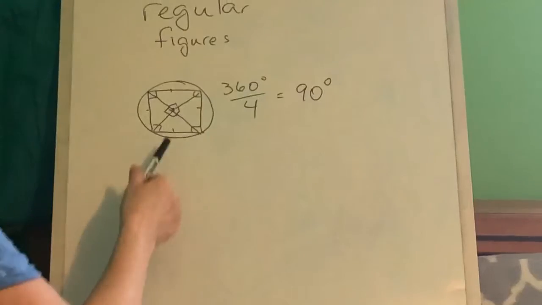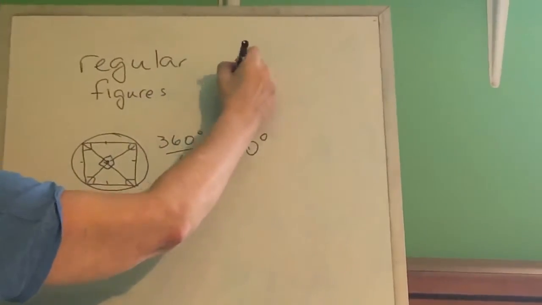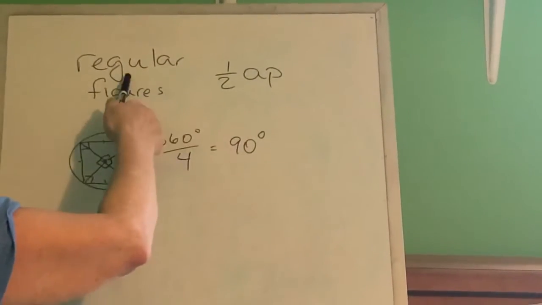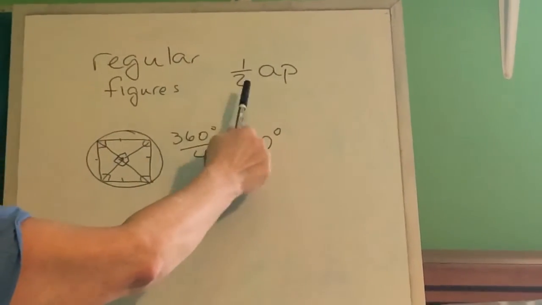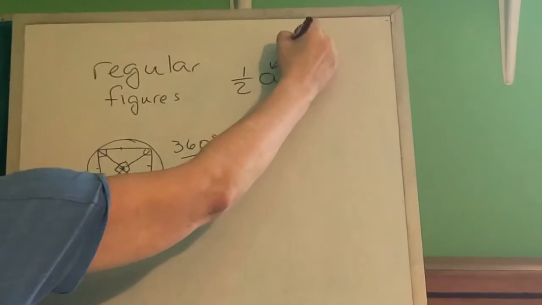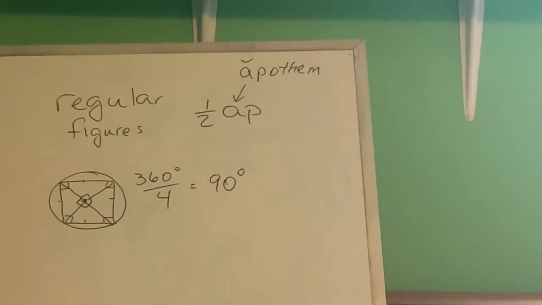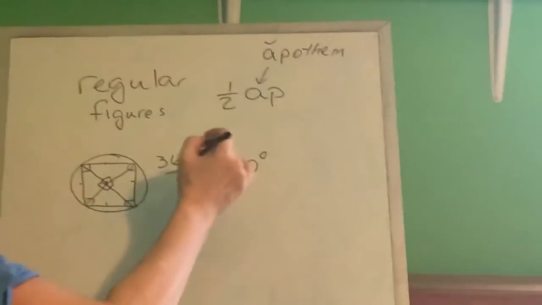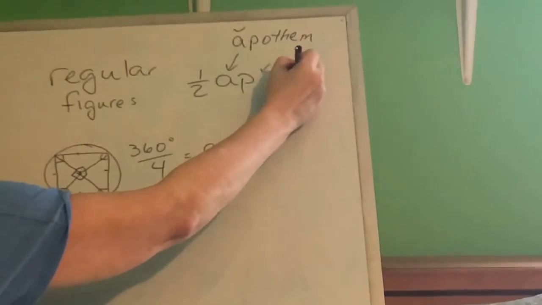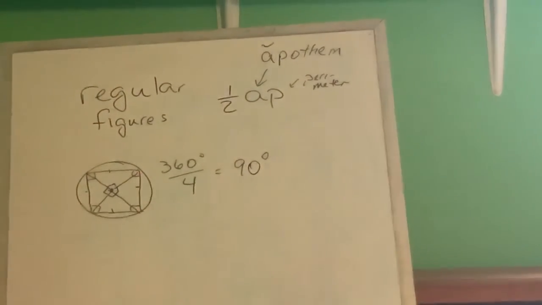Now, in order to find the area of these figures, we have a formula, 1/2 AP, all right? And again, this only refers to regular figures, regular polygons. 1/2, of course, is 1/2. A is going to be the apothem, okay? It's a short A, apothem. It's a word you need to be familiar with. And P will give us our perimeter. Okay, so the perimeter of the figure that we're trying to find, in this case a square.